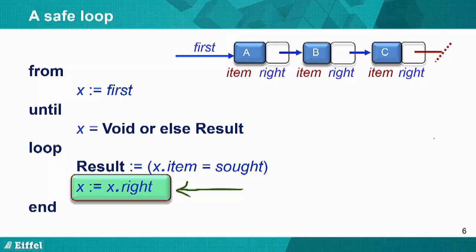In this particular example, this is a typical iteration. We are iterating over the loop in order to seek a certain element called sought. That is to say, every time through the loop we test whether x.item is equal to sought or not. So this is how we find out whether sought appears in the list. Result will be true if and only if that is the case. And this is completely void safe.